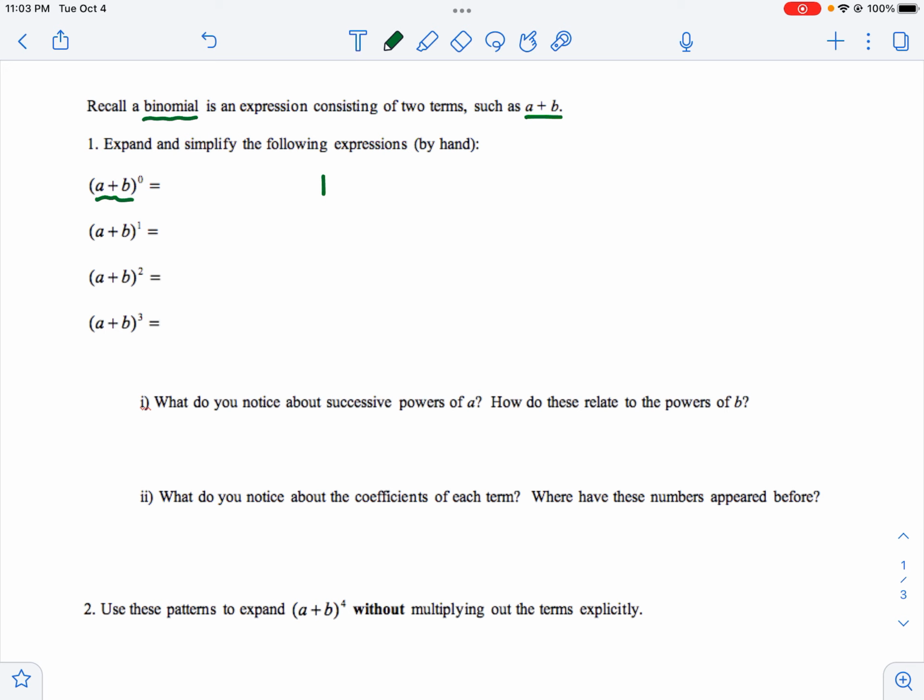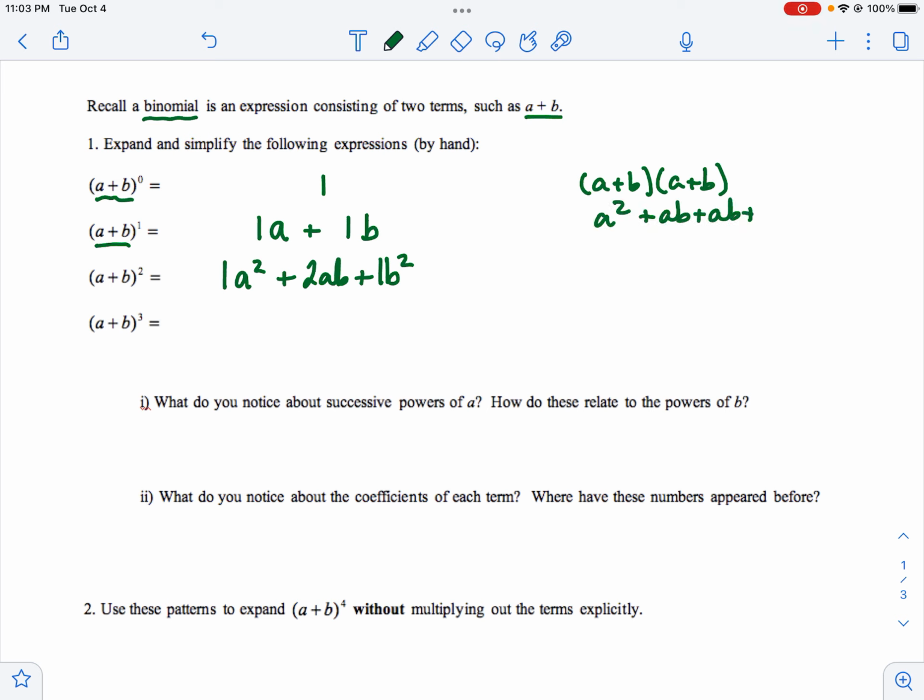And then if I raised a plus b to the first power, then that would be a to the first plus b to the first, right? And I'm going to go ahead and put 1s in front of those just for fun. So I'd have 1a plus 1b. And then if I square it, then I would have 1a squared plus 2ab plus 1b squared. Right, because off to the side here, if I wanted to, I could multiply that out, a plus b times a plus b. That would be a squared plus ab plus ab plus b squared, which then simplifies to what we just had there.